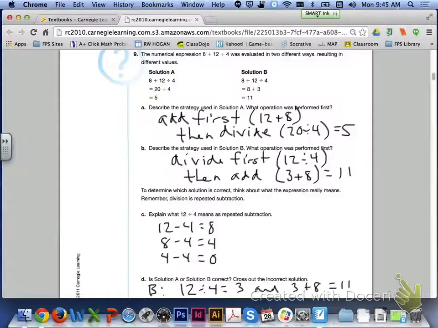Now, in order to determine which solution is correct, again, we have to think about what the expression really means, and remember that division is just repeated subtraction. So if we take a look at letter C, 12 minus 4 is 8, 8 minus 4 is 4, 4 minus 4 is 0. So 4 can be subtracted from 12 3 times, so that is why 12 divided by 4 is going to give you 3 for your answer. Letter D then, we should know that solution B is correct, and because 12 divided by 4 is 3, and the 3 plus 8 is going to give me 11.